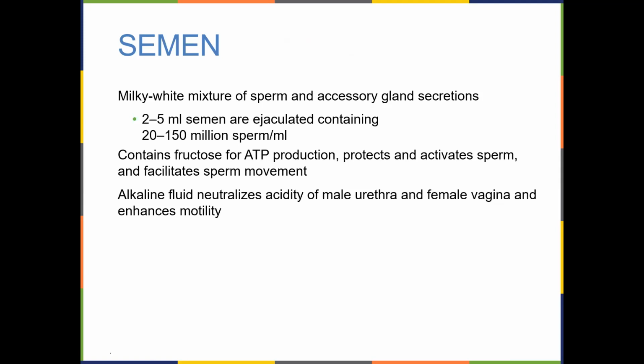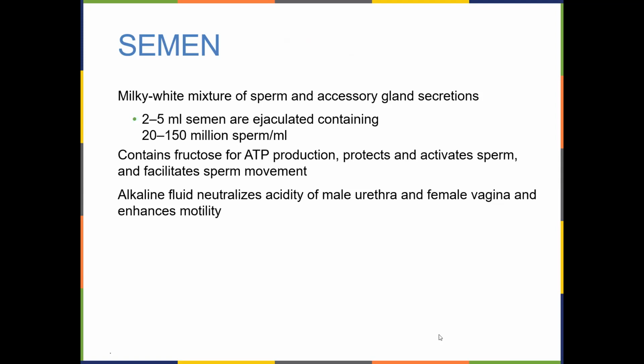If you get below 20 million sperm, you're essentially considered infertile because there won't be enough survivors to fertilize the egg. So the semen itself is alkaline. The male urethra is acidic to kill bacteria. The vagina is very acidic. And so the alkaline semen will neutralize the acids in the urethra and in the vagina.